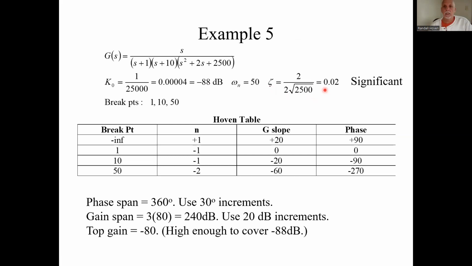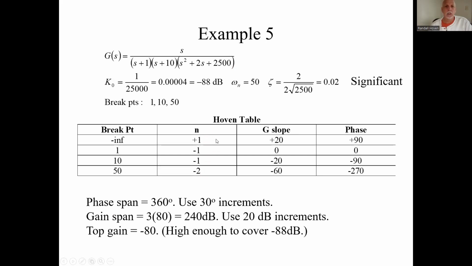Zeta is calculated at 0.02. That's pretty small. That's going to be significant, so that'll be a new feature of this example. So let's see, 1, 2, 3 breakpoints plus the 1 at infinity. That's a plus 1. That breakpoint's a minus 1. That breakpoint's a minus 1. This breakpoint's a minus 2. There they are in order.